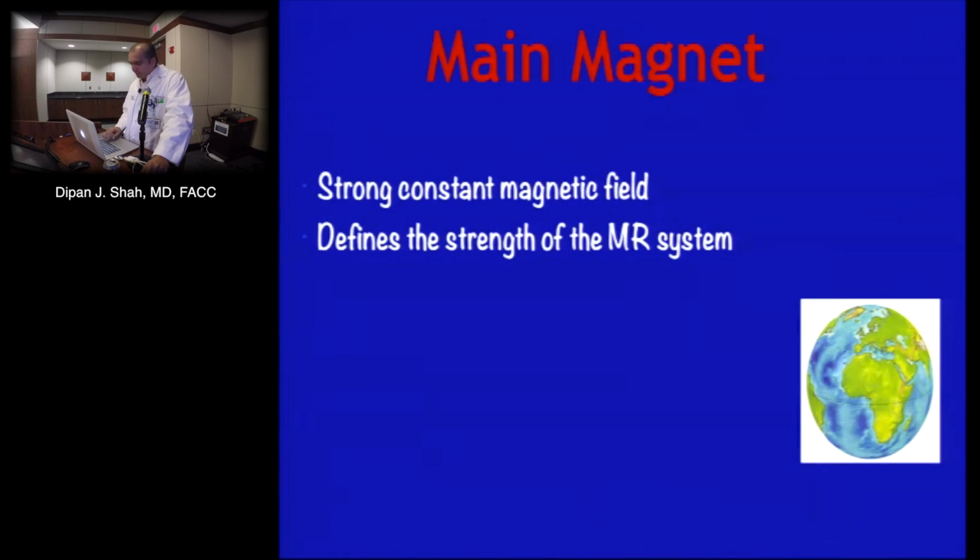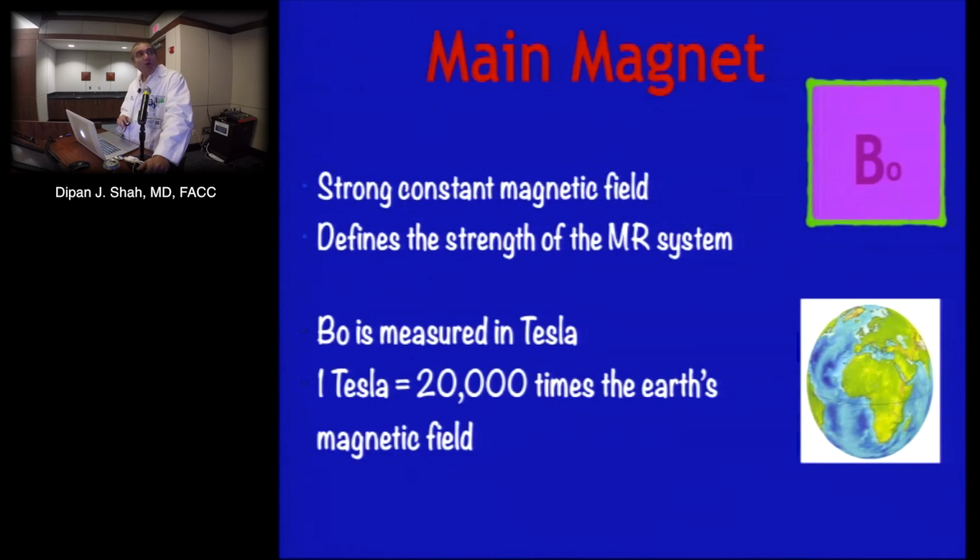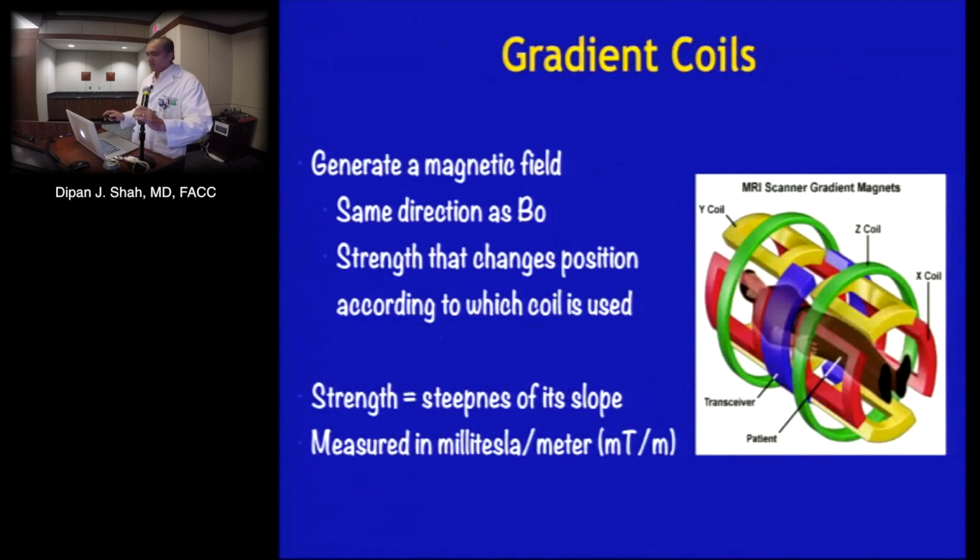All right. Now, when we talk about 1.5 Tesla or 3 Tesla, what exactly does that mean? That's what we refer to as the B naught, the strength of your static magnetic field. Basically, 1 Tesla is equal to about 20,000 times the Earth's magnetic field. So 1.5 Tesla would be about 30,000 times the strength of the Earth's magnetic field, and a 3 Tesla scanner will be about 60,000 times the strength of the Earth's magnetic field. So that gives you a scale of the strength of the magnetic field that we're dealing with.